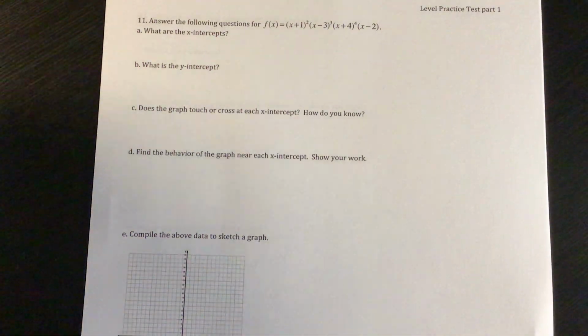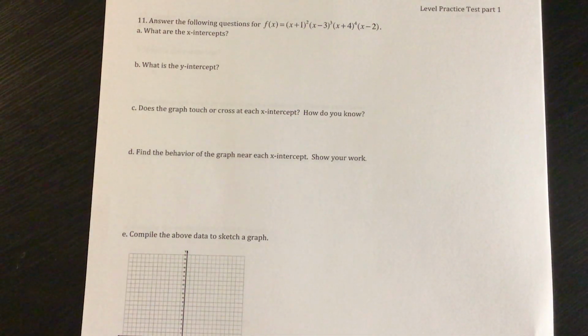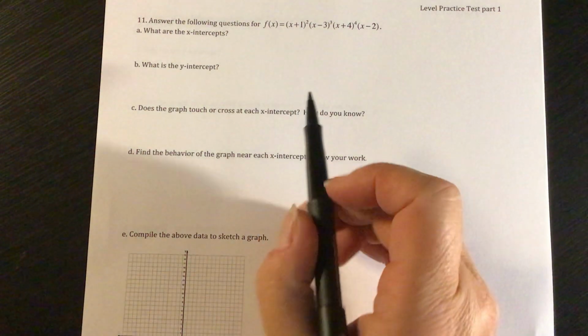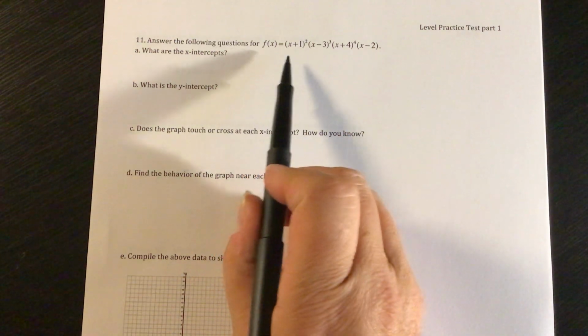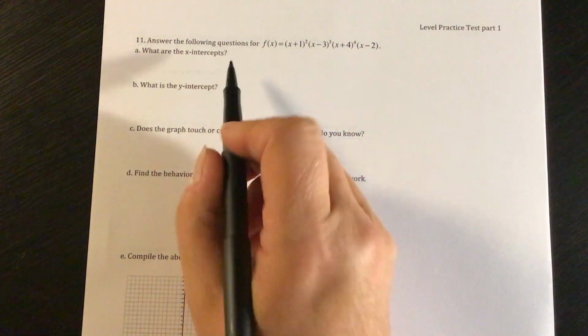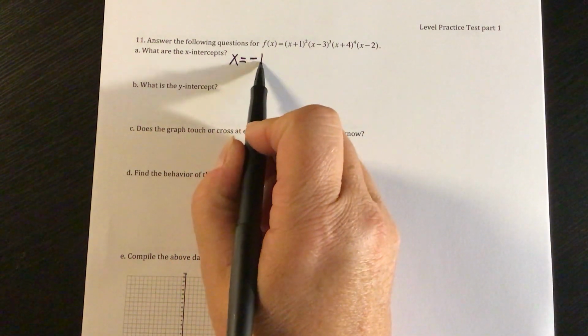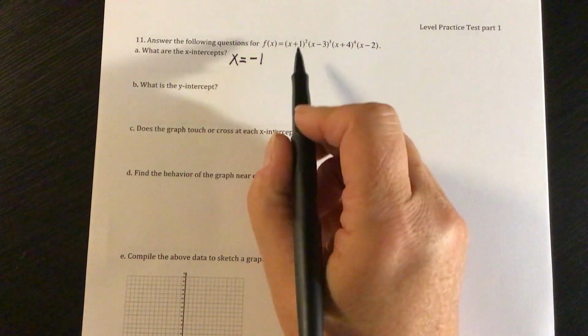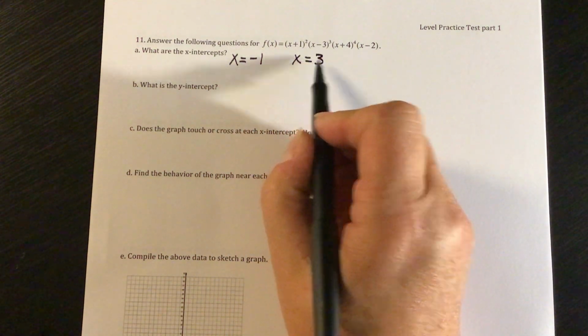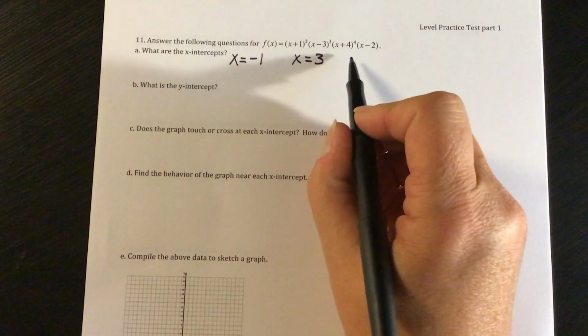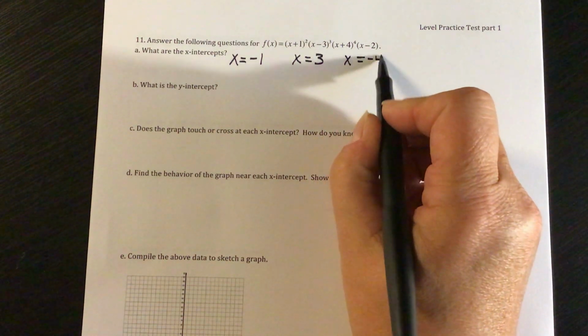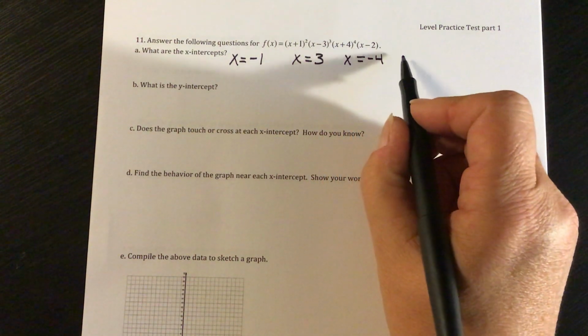In this next problem, it's asking us to answer the following questions for this long polynomial, and it's nice that it is factored for us. So it's asking for the x-intercepts. If I look at each factor, I'm going to have an x-intercept at -1, an x-intercept at 3, an x-intercept at -4, and an x-intercept at 2.